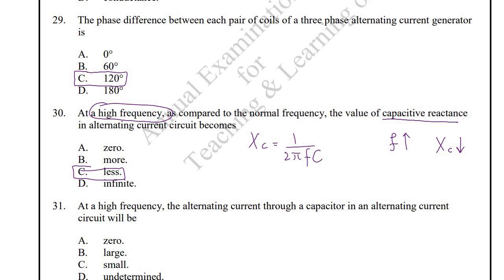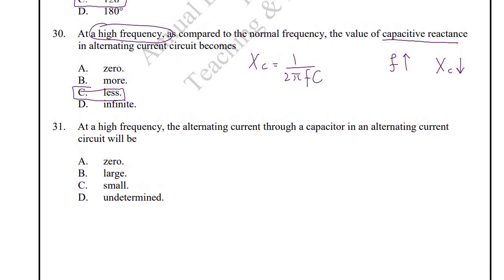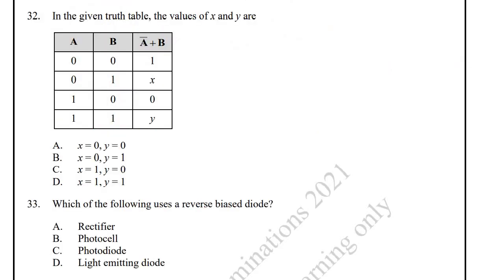The similar question, that is question number 31. At high frequency, the alternating current through a capacitor in an AC circuit will be. यहाँ इस सवाल के अंदर हमें करंट के बारे में पूछा हुआ है. So as we have discussed in question number 30, at high frequency the capacitive reactance is low, so the alternating current in this circuit will be large or high. So the correct answer will be option B, that is large. Let's see question number 32.